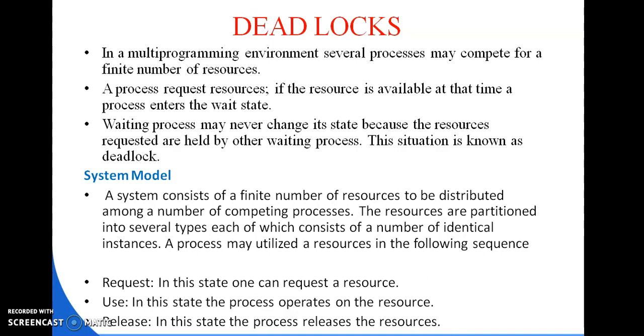Next, come to the system model. A system consists of a finite number of resources to be distributed among a number of competing processes. The resources are partitioned into several types, each of which consists of a number of identical instances. A process may utilize a resource in the following sequence: first is request, second is use, third is release. Request: in this state, one can request a resource. Use: in this state, the process operates on the resource. Release: in this state, the process releases the resource.